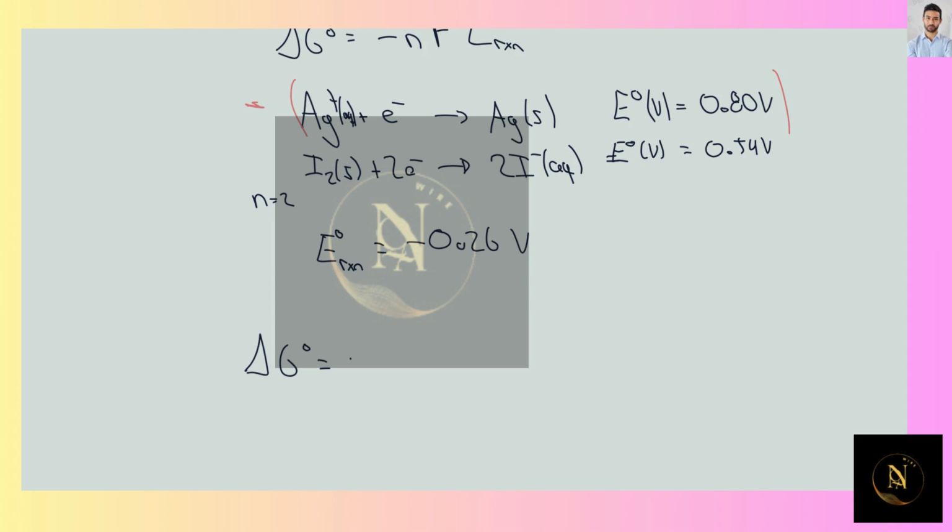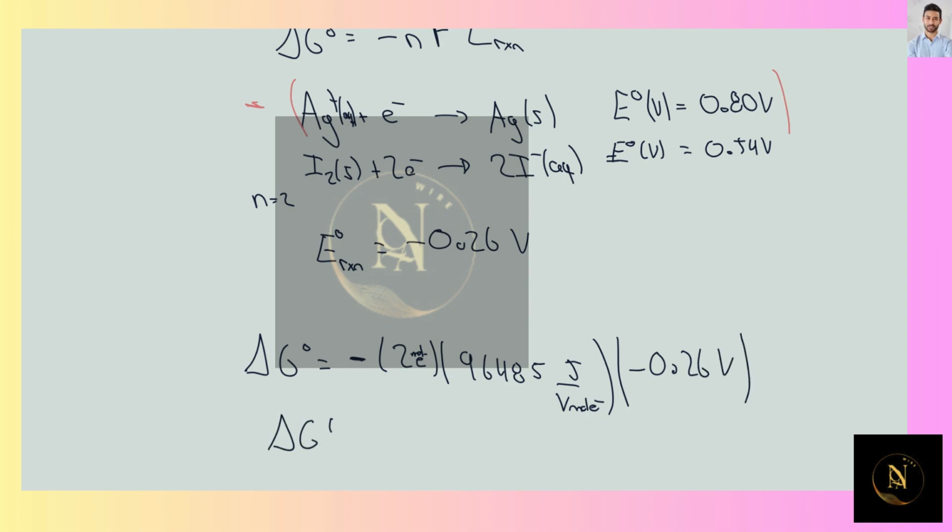So over here, we get minus 2 electrons exchanged, times Faraday's constant, which is approximately 96,485 joules per volt mole of electrons. In this case we have 2 moles of electrons, times the standard potential, 0.26 volts, which gives us a delta G naught of 50.172 kilojoules.